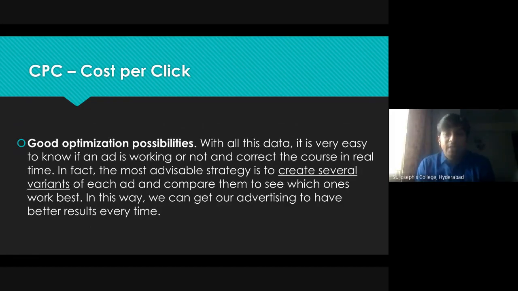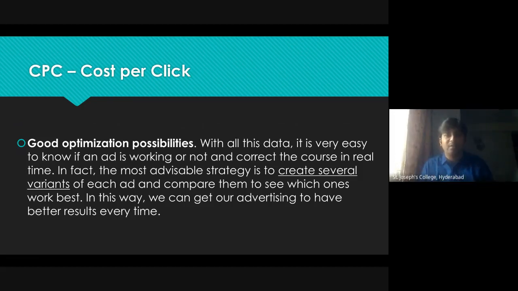It provides really good optimization results. It's very easy to know if an ad is working or not and correct the course in real time. Where you see a particular campaign is not working well, a particular ad that has not generated several clicks for the next 3 or 4 days. What happens if your ad is not working for the first 3 days? You shut down that campaign, that image or text ad that you have given, and come up with a new one.